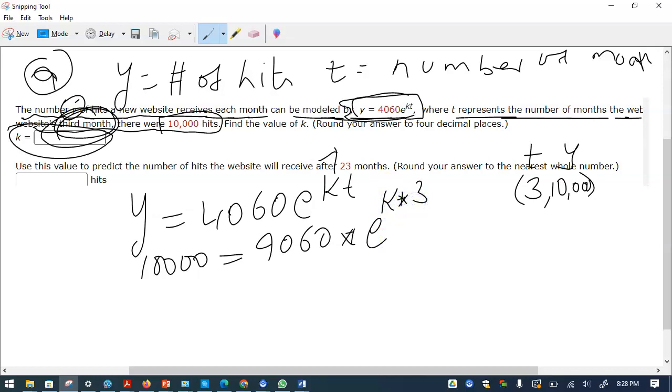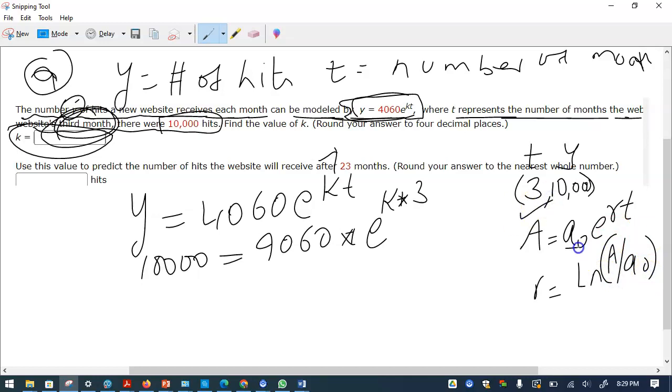So you can use the shortcut formula, the one that I gave you directly, that A equals A naught e raised to rt. So you want to figure out the r. R is directly ln of A divided by A naught. So it's always the natural log of this one, A divided by this one, and then the whole thing divided by whatever is here, that is the r.